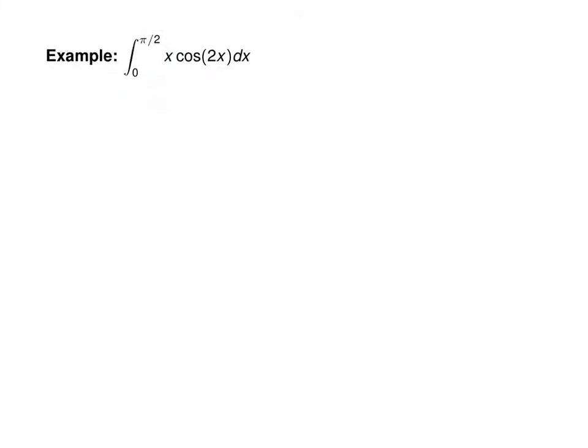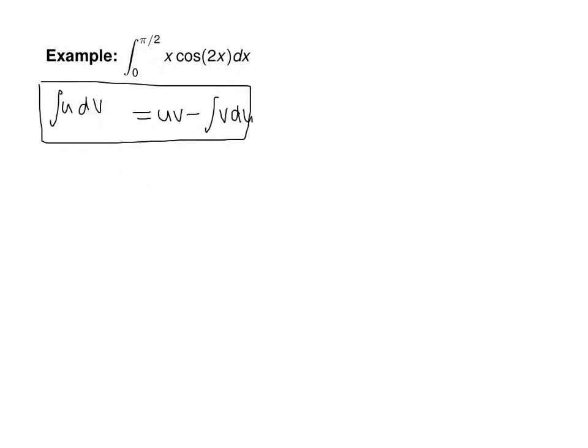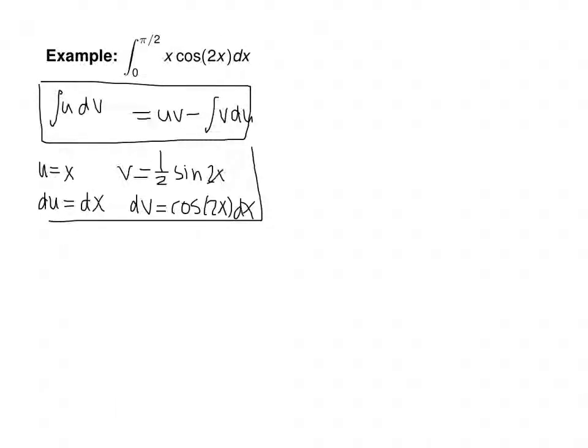The next technique we learned was integration by parts. So recall that formula said that the integral of u dv is equal to uv minus the integral of v du. So for here, I will choose u to equal x, which means du is just dx, and I'll pick dv to be cosine of 2x dx, which makes v into 1/2 sine of 2x. So there's my work.